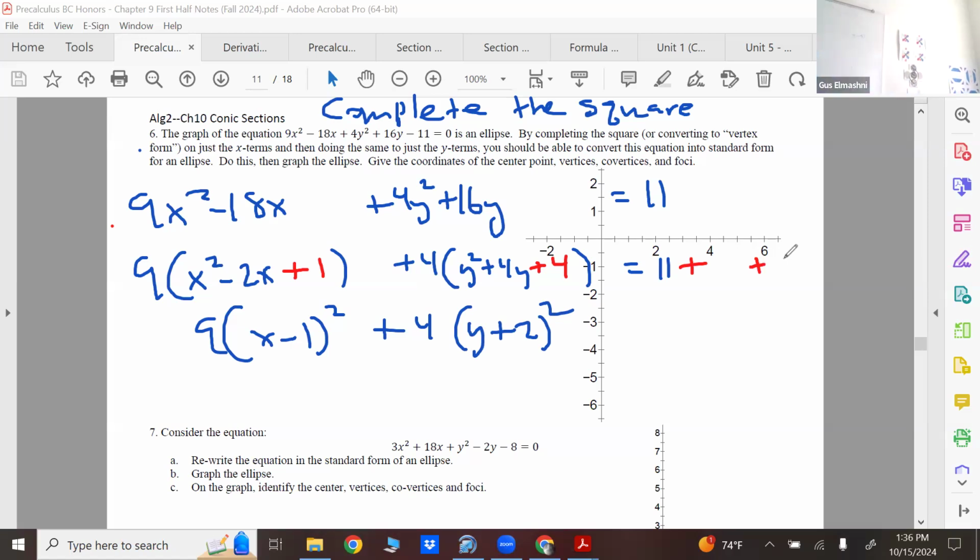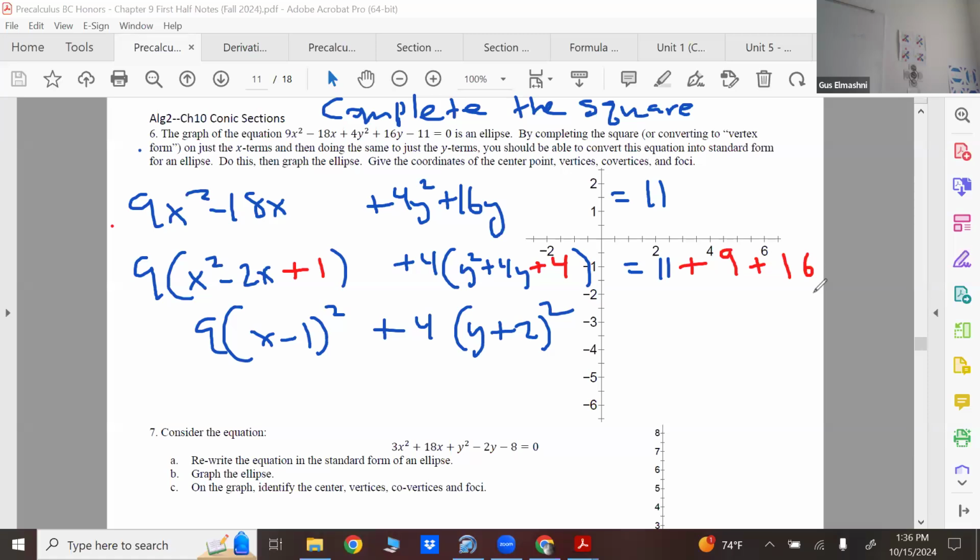However, what must I add to the right side to keep it balanced? This is tricky. 9 and 16. Yes, 9 and 16. You do not add 1 and 4, guys. Because what did I truly introduce to the left side? I didn't introduce 1. No way. I introduced 9. Put that 9 back in. I introduced 9, not 1.